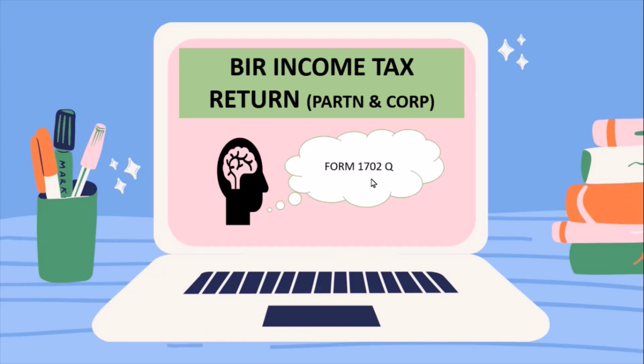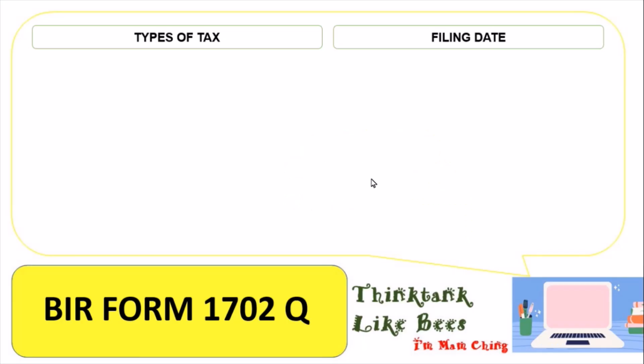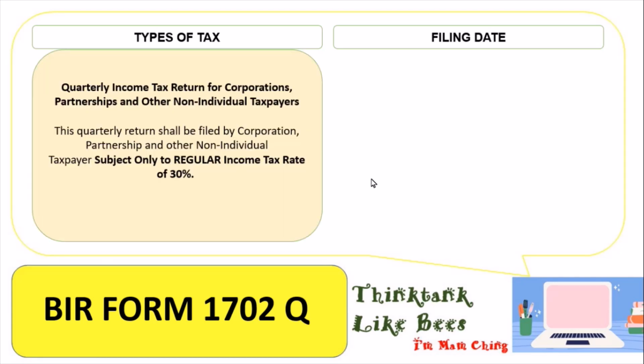And then we have BIR income tax returns for partnerships and corporations. So we have Form 1702Q, 1702EX, 1702MX, and 1702RT. So what are those? BIR Form 1702Q means quarterly income tax return for corporations, partnerships, and other non-individual taxpayers. This quarterly return shall be filed by a corporation, partnership, or other non-individual taxpayer subject only to the regular income tax rate of 30%.